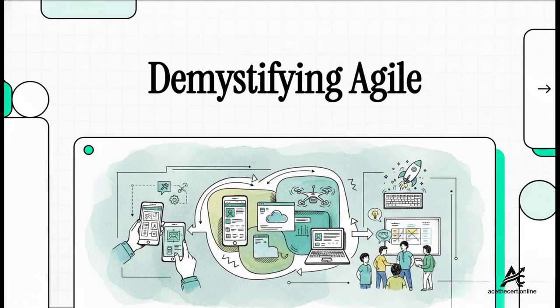Have you ever wondered how your favorite apps get built and then, boom, suddenly have new features? Or how teams tackle these massive, super complex projects in a world where everything is constantly changing? If you have, you've come to the right place. Today, we're going to pull back the curtain and demystify Agile, the modern way to get things done.